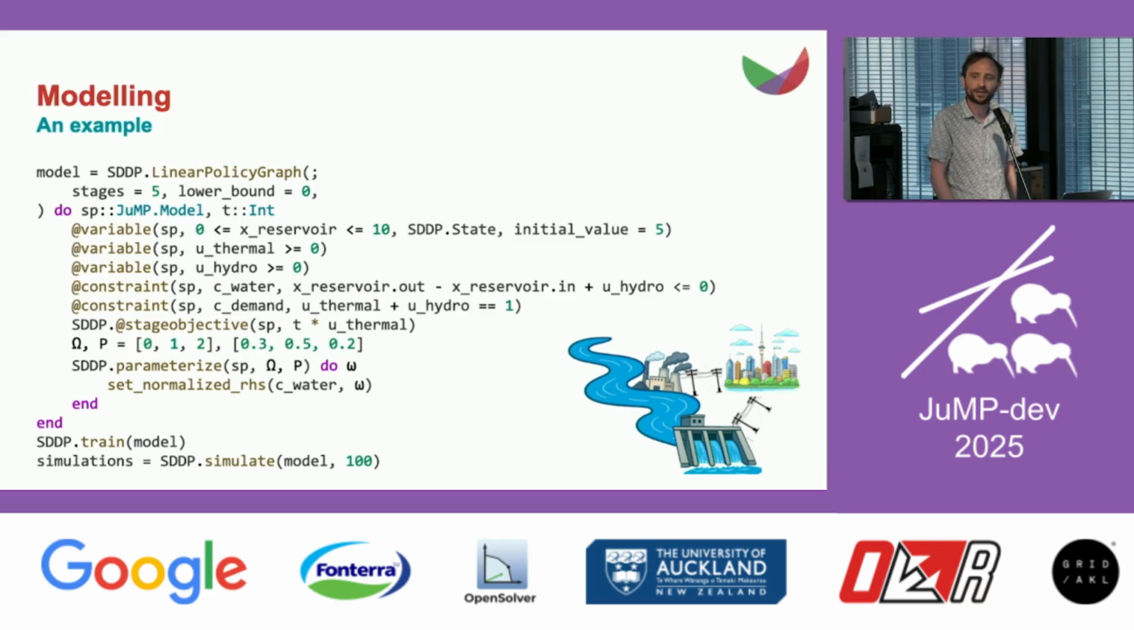So this SDDP.jl package is a Julia package for both writing down these sequential decision problems under uncertainty and for solving them. And here's an example of the code for a very simplified hydro model. And we're going to break it down and go through step by step.